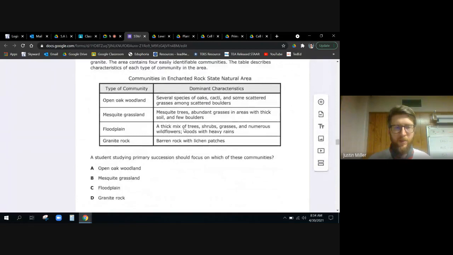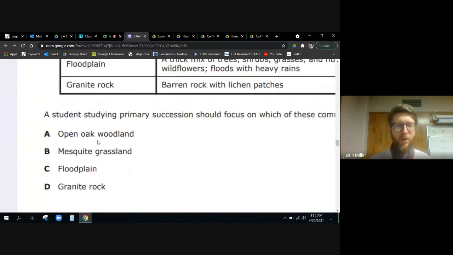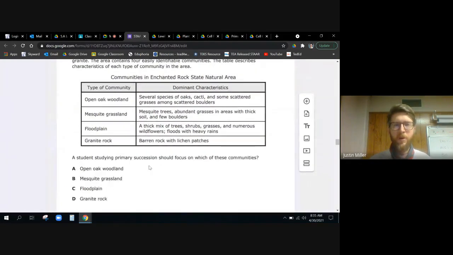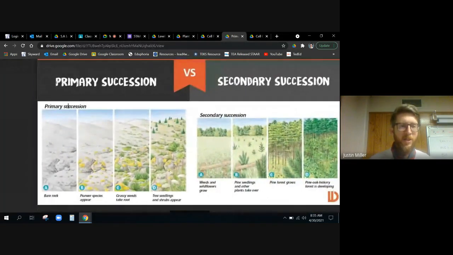Okay, a student studying primary succession should focus on which of these communities? So we have open oak woodland, a grassland, a floodplain, and granite rock. You guys remember what primary succession is? It's this right here. So in primary succession, you start with bare rock, and then small plants start to grow on the rocks, and then a little bit larger plants, right? Secondary succession is when new stuff comes in and replaces all of this stuff, and then you eventually get to a big giant forest, right?